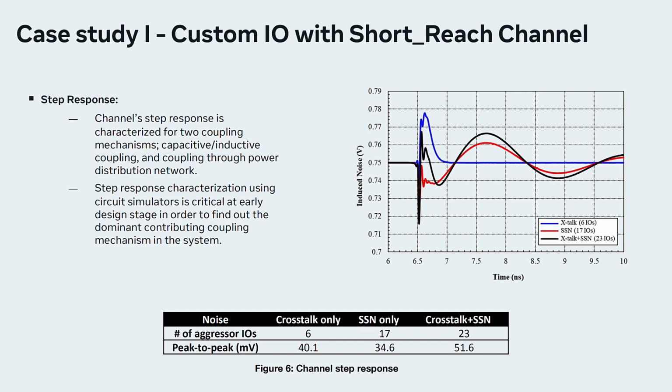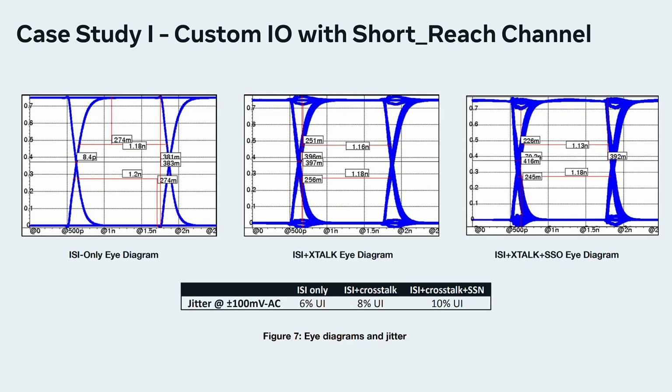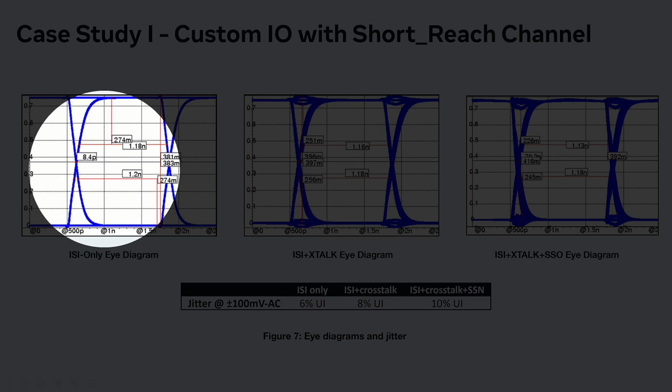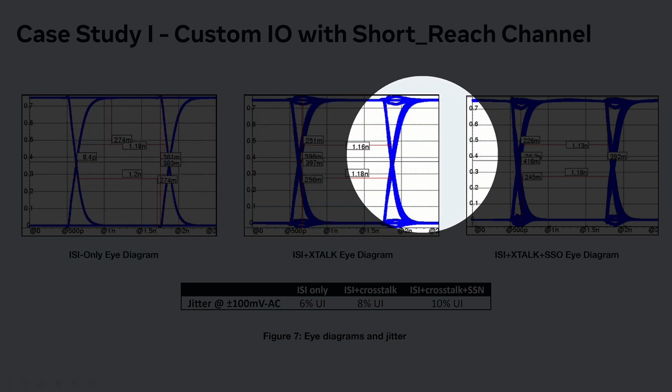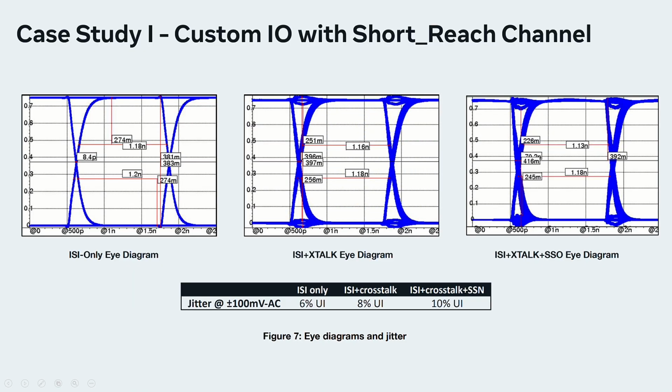And then I use the remaining drivers in my system as the SSN excitation to excite the worst case SSN. And then eventually all of these will translate into the eye diagrams that you get at the end in the transistor level simulation.